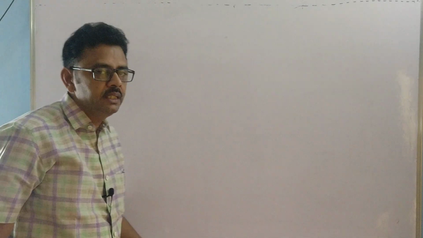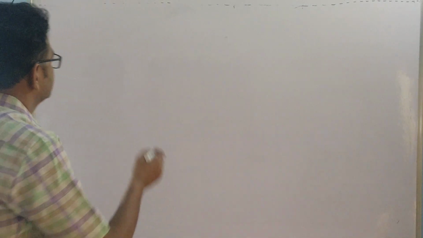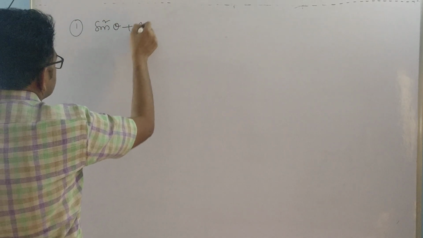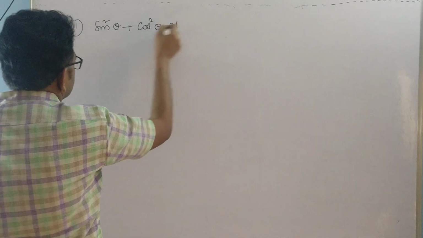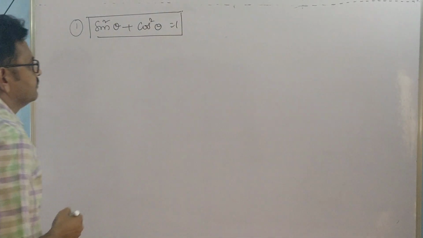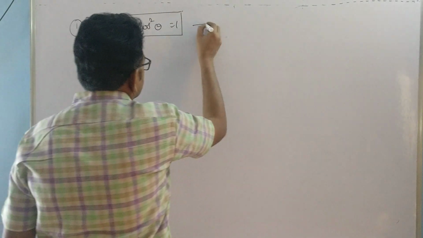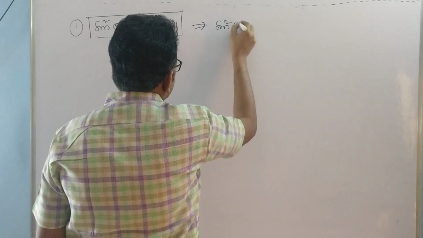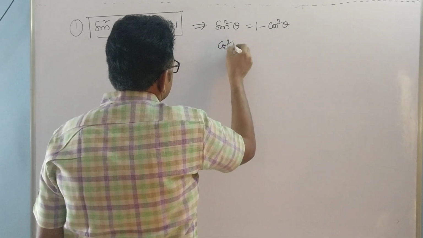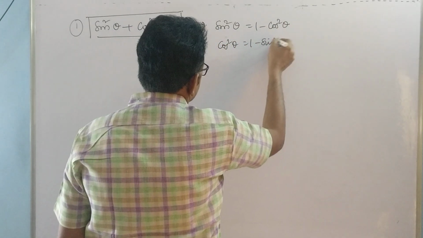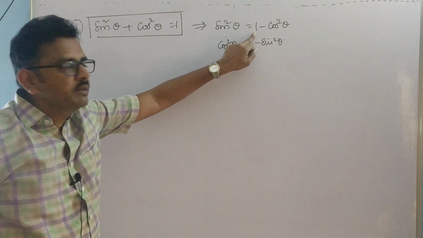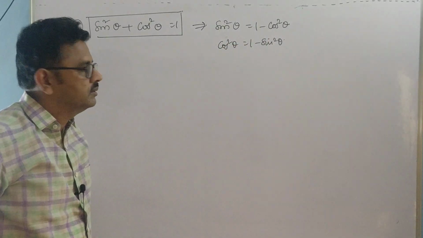Now we have some standard formulas, the relations. First one, sin square theta plus cos square theta is equal to 1. Implies sin square theta is equal to 1 minus cos square theta, or cos square theta is equal to 1 minus sin square theta. Of course, sin theta is equal to plus or minus root of 1 minus cos square theta. You can write that also.